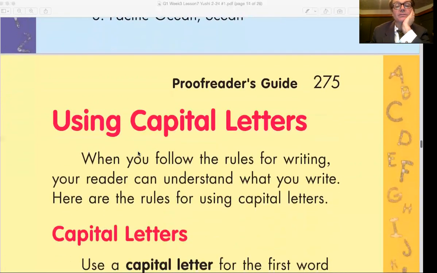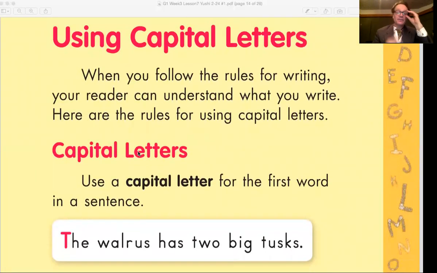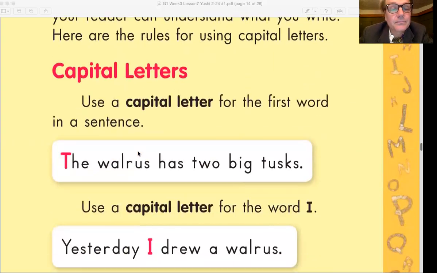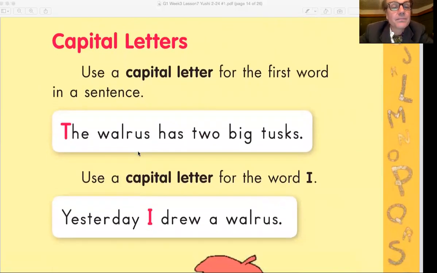I like this stuff. Using capital letters, it's going to remind us of some of this important stuff. When you follow the rules of writing, your reader can understand what you write. Here are the rules for using capital letters. Use a capital letter for the first word of a sentence. The first word is always capitalized. Look at this one.